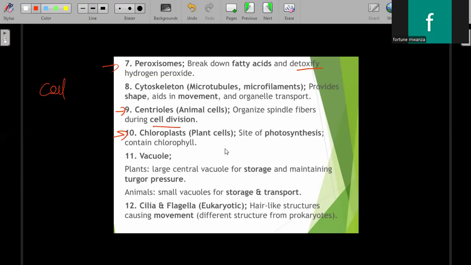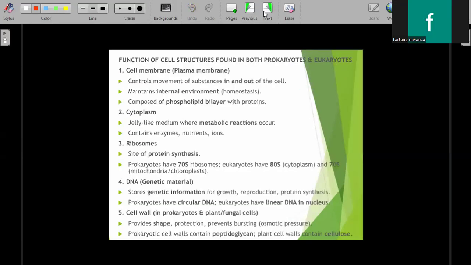Then you have the vacuole. The vacuole is the one which is involved in storage and also maintenance of turgor pressure. Then you have the cilia and the flagella. So these ones are hair-like structures causing movement. So those are some of the parts you're going to see in eukaryotic cells, but they are not there in prokaryotic cells.